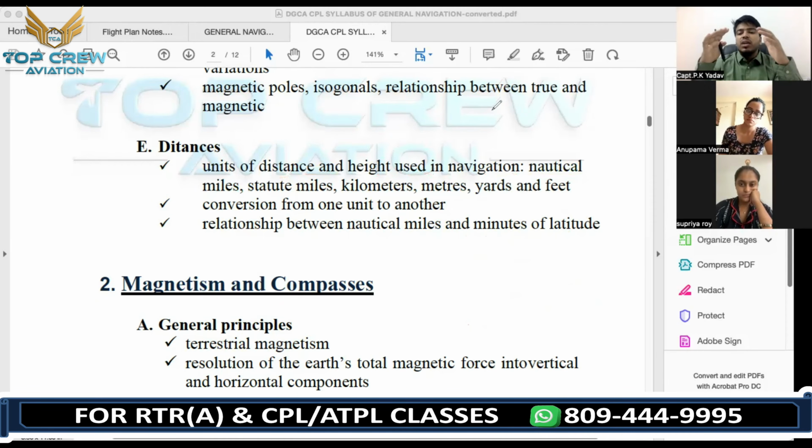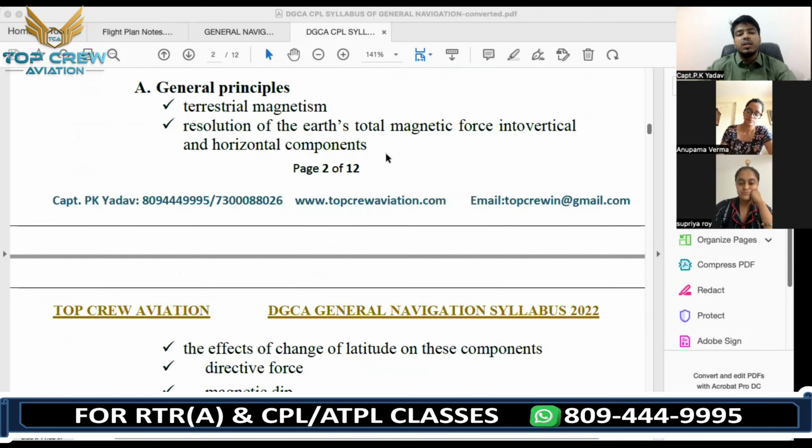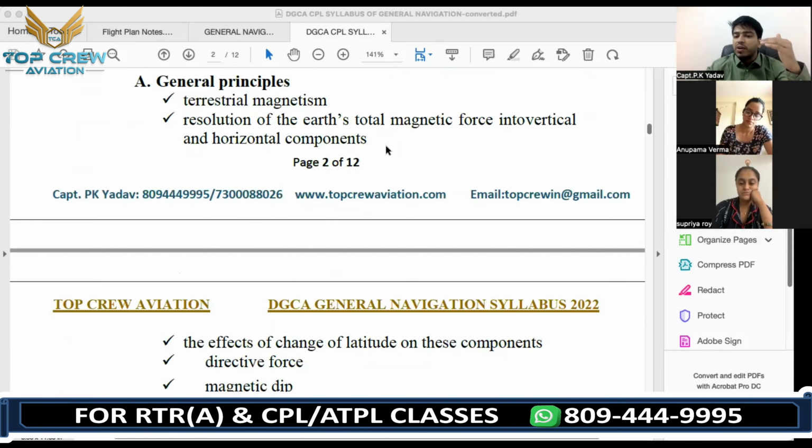So we have to understand the difference: what we use in our normal life, what the language of aviation is, and what units are used in it. We have to understand these things. Then magnetism and compass, like what kind of forces are there in magnetism.